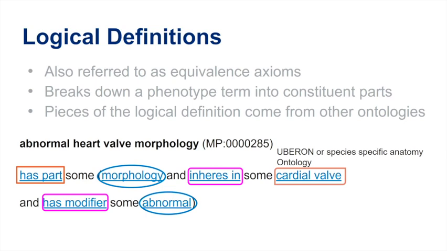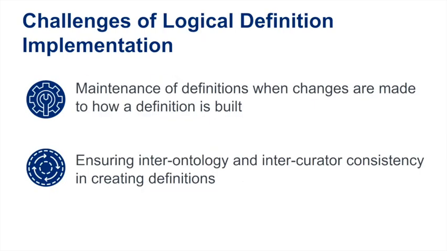And so what we have are a lot of moving parts and a lot of places where, as you're building this, you can get inconsistencies and variability where you might be defining the same thing, but you're not defining that thing in the same way. And so what we found is there are two major challenges. One is maintaining the definition. So if a change is made to an underlying ontology, or to the way the definition is built, to the way we want to structure our logical definitions, you then have to go back and fix everything that was made using that, and invariably you miss some.